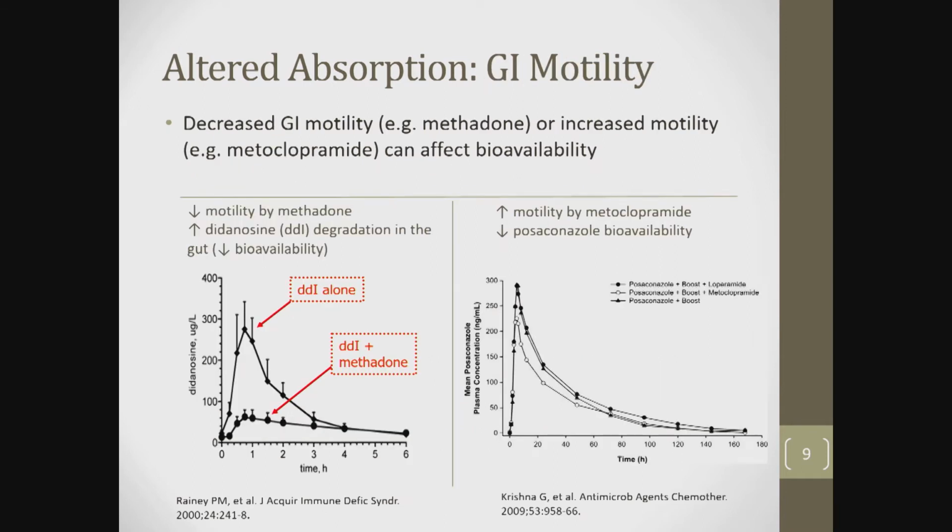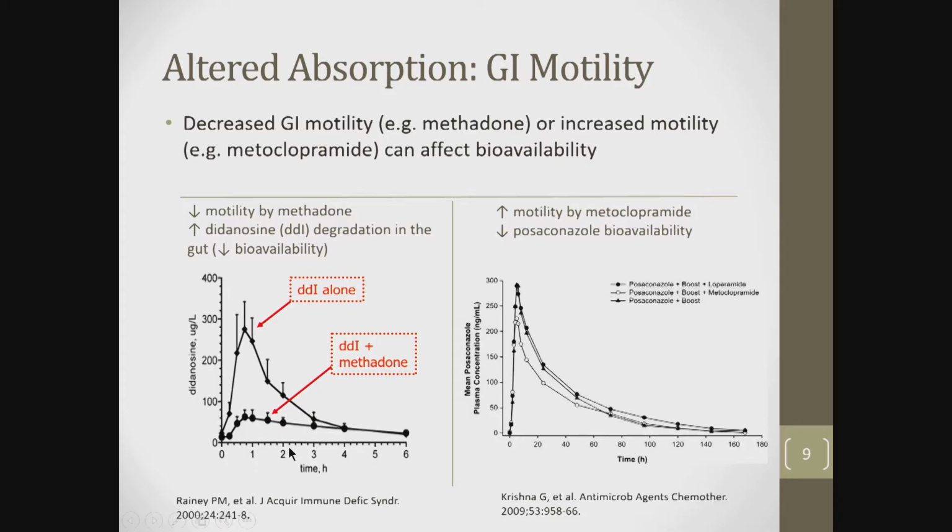Another DDI affecting altered absorption is the effect on GI motility. So use of narcotics such as methadone, we know, decrease GI motility, slow transit of medications through the gut, and can affect absorption. Whereas other drugs like metoclopramide, otherwise known as Reglan, which is used to treat nausea and other GI issues, increase motility in the gut, and can also affect absorption.